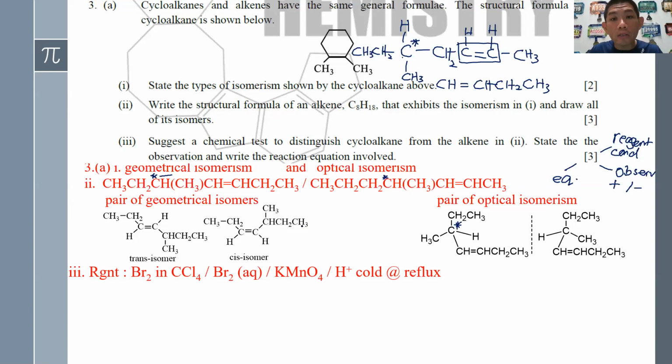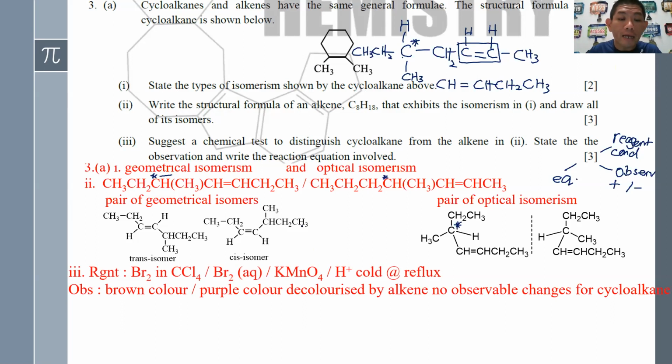What are the reagent and conditions? What are the expected observations? And what are the equations that you are going to write in here? Okay. So if you use bromine, you say that the brown color is decolorized. If you use potassium manganate, the purple color is decolorized. You also have to write the negative test. The negative test: no observable changes for cycloalkane in here. Okay, so alkene you have changes, cycloalkane shows no observable changes. We penalize students if you write these terms for observation.